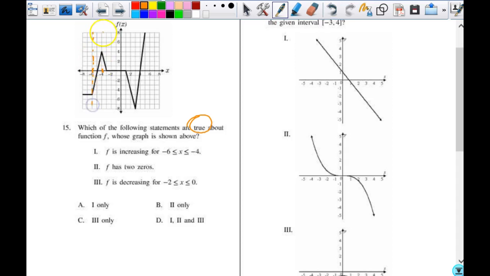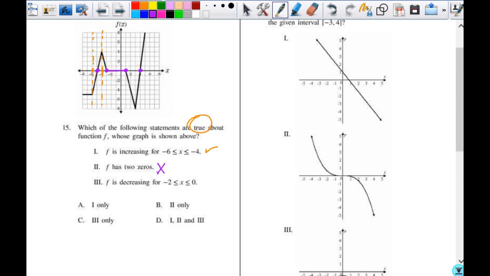So I'm capturing that, and that, and it is increasing the whole time. So I like that. F has two zeros. All right, well, there's a zero here, there's a zero here, and guess what? All those are zeros, and so is that. So that's like really an infinite number of zeros. So that is not true.